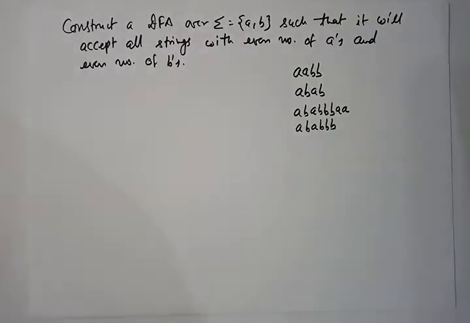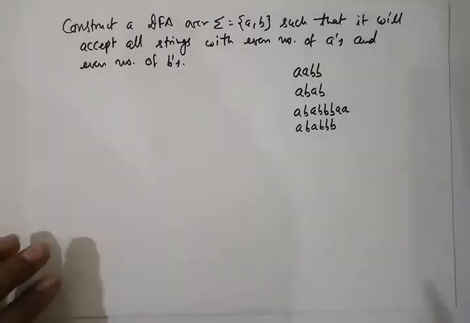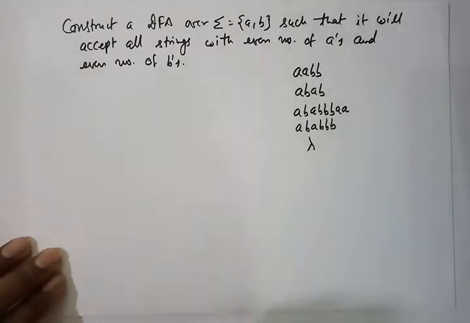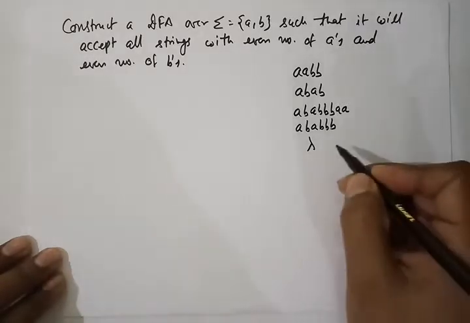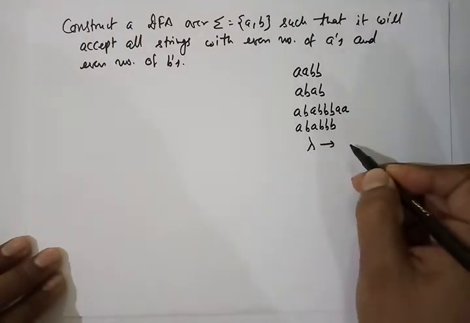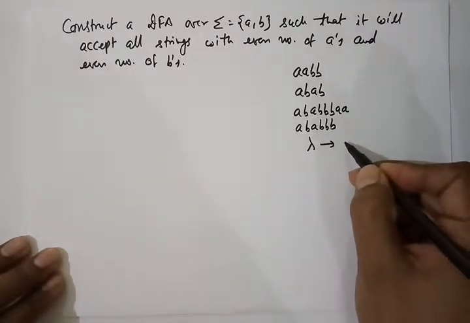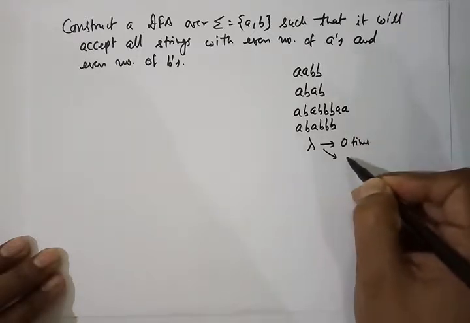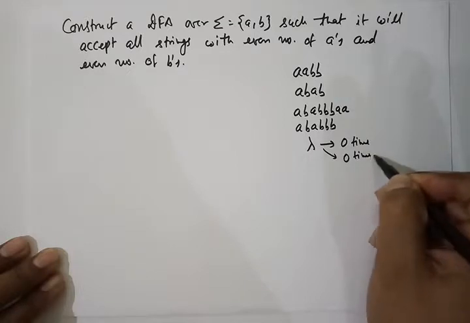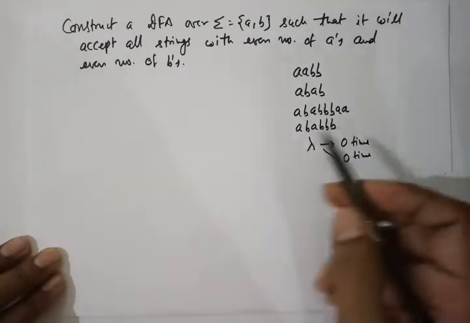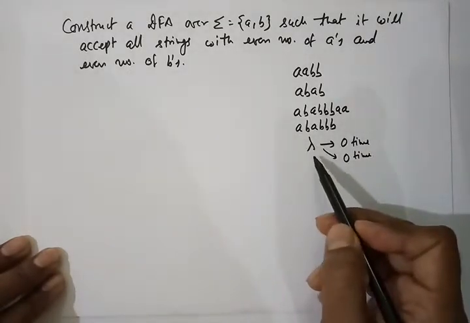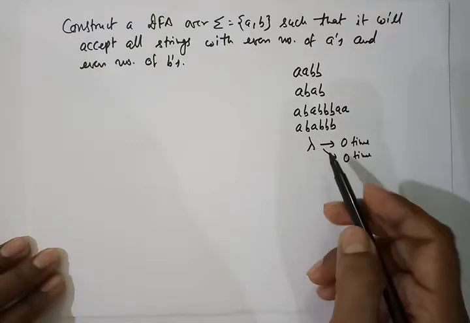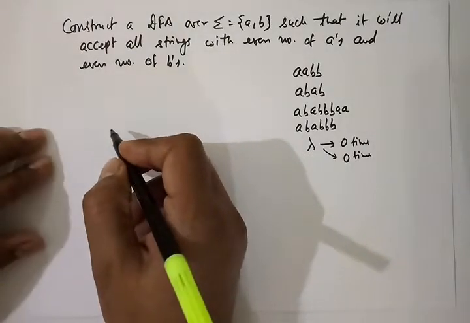So now we try to construct a DFA. But the most important thing we should notice here is the null string. In the null string, number of A's is 0 times, number of B's is 0 times, and 0 is even. So our DFA is going to accept null. Okay. So now we try to construct a DFA.